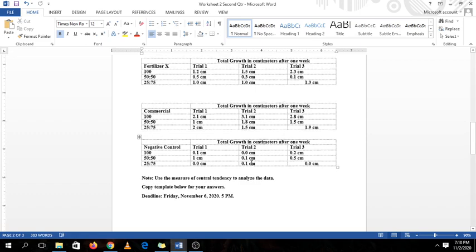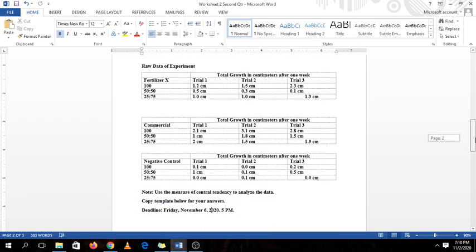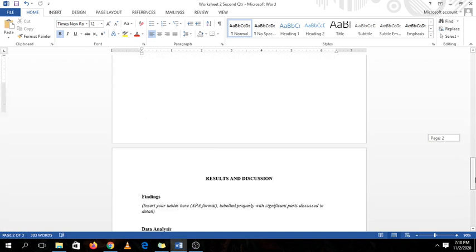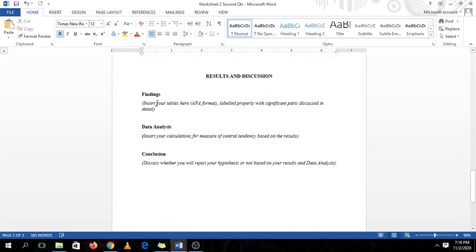So, pagkakita mo isang muni, ikaw ni siya ang ma-arrange sang table using the APA format. So, findings, you write your tables here in the APA format, labeled properly with significant parts discussed in detail. So, you discuss or describe the table in detail, but citing only the important parts or ang mga extremes, highest or lowest data. Then data analysis, you just provide a sample calculation.